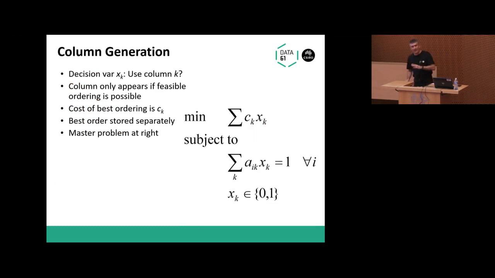Okay, and then I've got this really pretty easy problem, because now I've got xk, and xk just says column k appears in the solution. So I want to minimize the cost of the columns that appear in the solution, and all I have to do is make sure that for each of those rows, exactly one column covers that row.